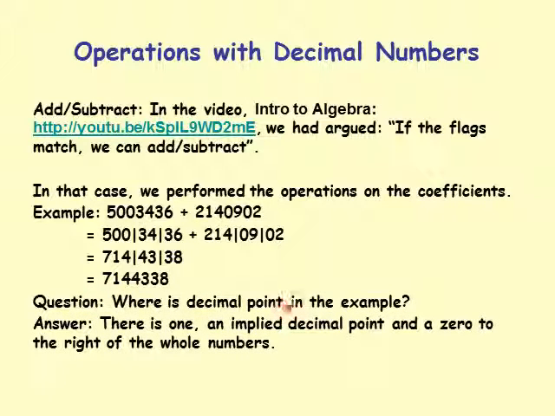Question: where is the decimal point in the example? We were looking for the decimal point. Is the decimal point in here? Answer: there is an implied decimal point, and a 0 to the right of the whole number. This is a decimal number with the implied decimal point after the 6 and a 0 after that. This is a decimal number with the implied decimal point after the 902 and a 0 after that. Let's continue.